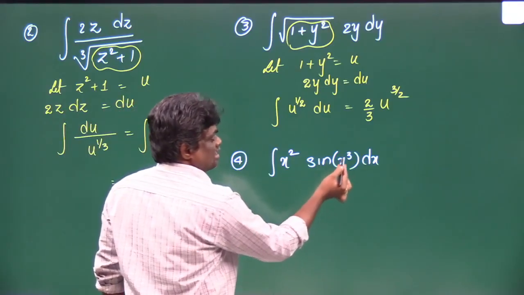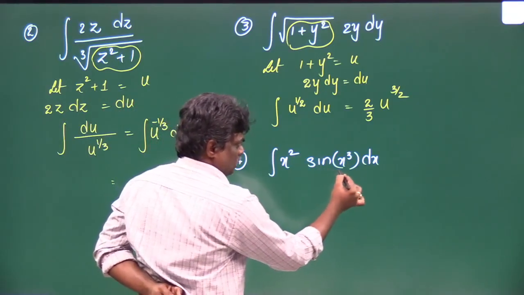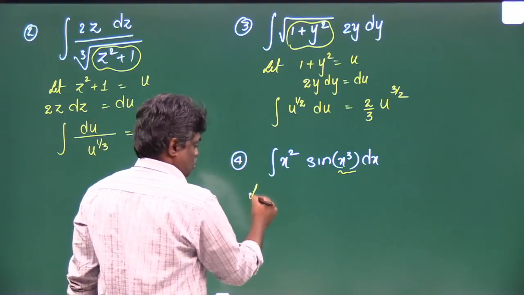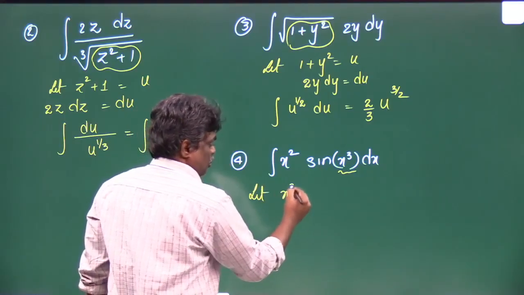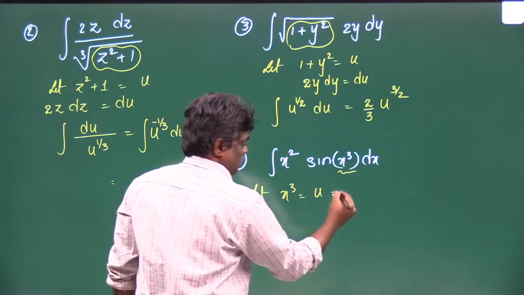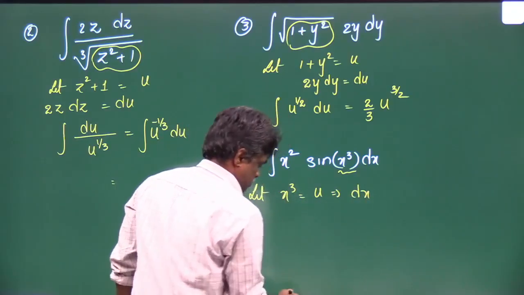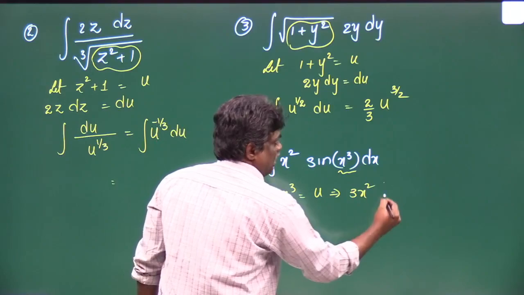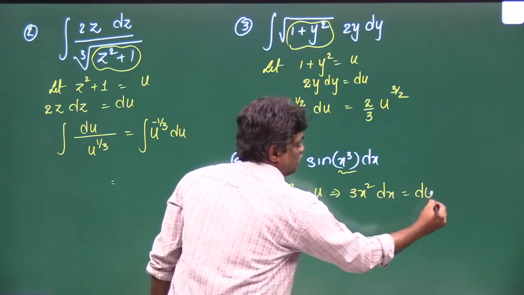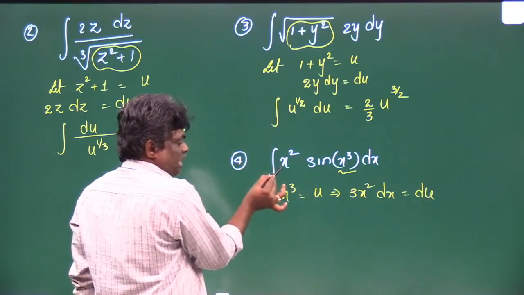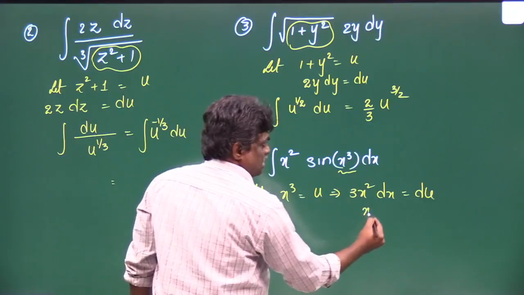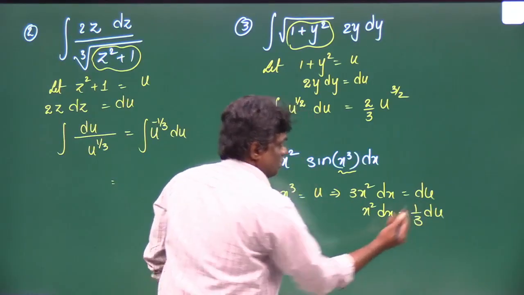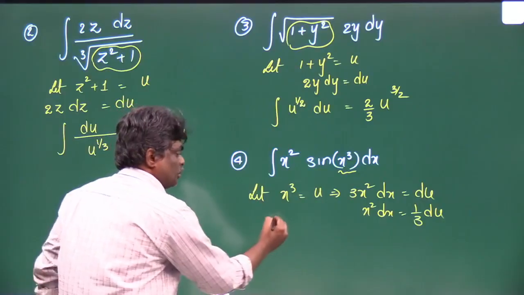x square sine x cube. So let me take this x cube as some function. Let us suppose x cube equal to u. That implies, if you do implicit differentiation, 3x square dx equal to du. Of course don't worry, here we have x square dx. So x square dx is nothing but 1 by 3 du. Now please take this and substitute.